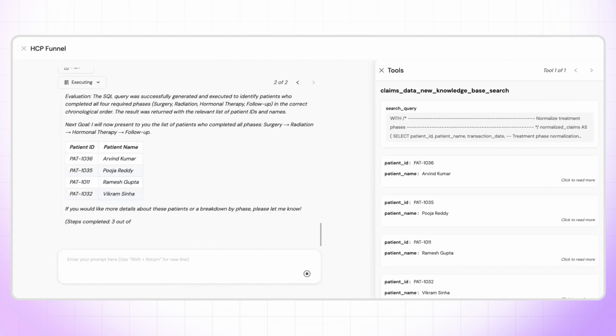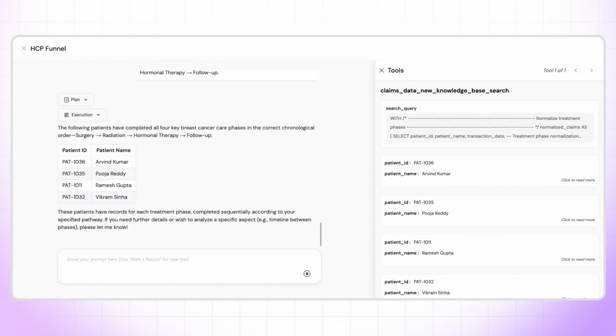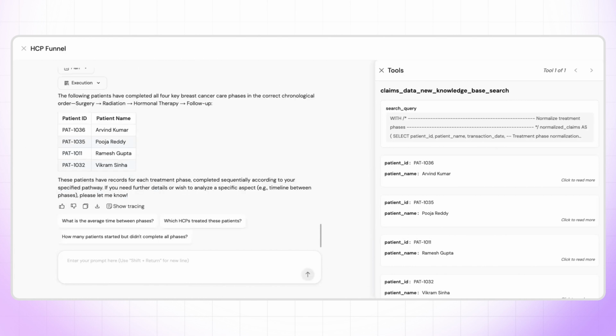Again, similar information, claim data, knowledge base search. So, all this information is embedded in the knowledge search. It searches the entire knowledge base and came up with the patient ID and the patient name. Right? So far we have covered doctor level information and patient level information. Let's have some more critical questions.